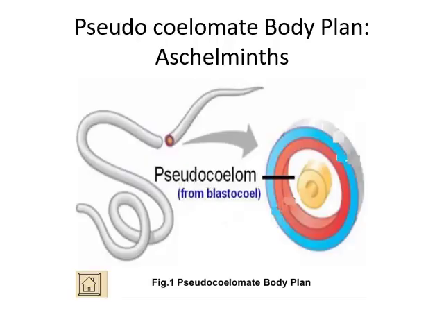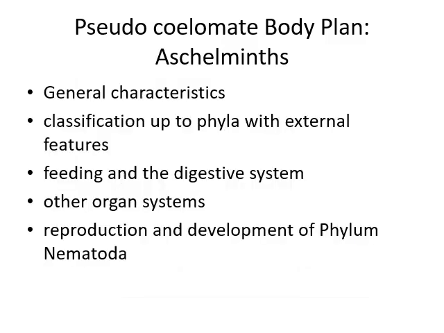The pseudocoelomate body plan, or the Aschelminths. Here you can see the pseudocoelom from the blastocoel. Now in this chapter we will study the general characteristics, classification up to phyla, with external features, feeding and the digestive system, other organ systems, reproduction, and development of phylum Nematoda.